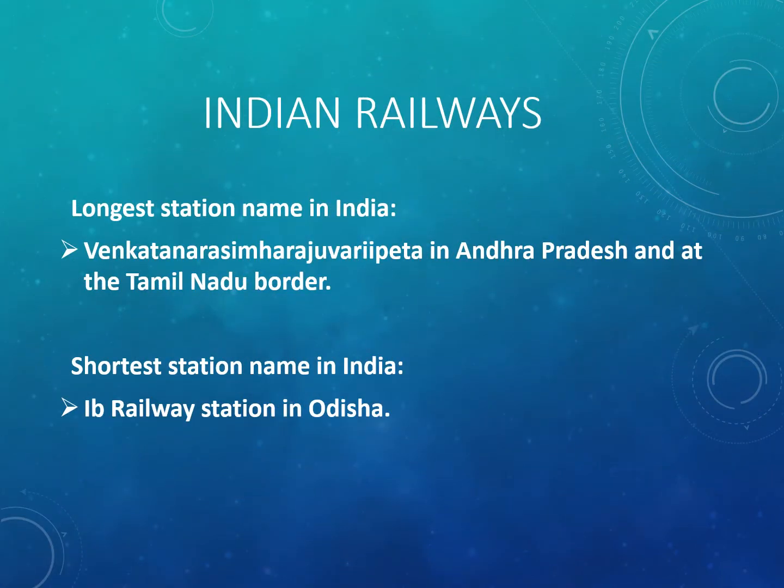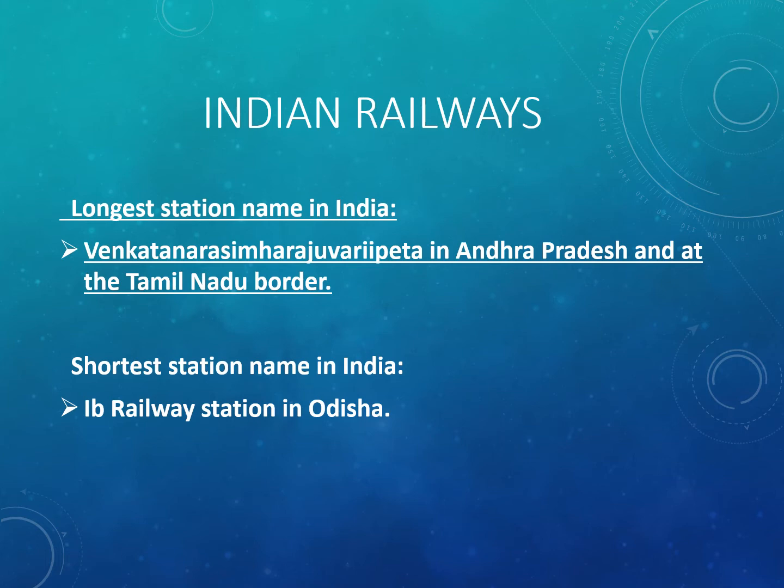The longest station name in India. Can you pronounce? It's Venkata Narasimharaju Vairi Petta in Andhra Pradesh at the Tamil Nadu border. It is the station with the longest name with 29 letters. Locals usually add the prefix Sri before the name, making it longer by 3 letters.